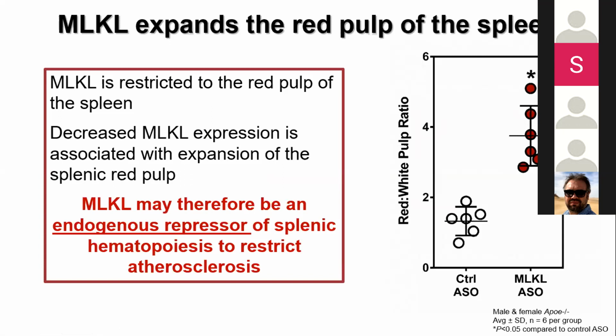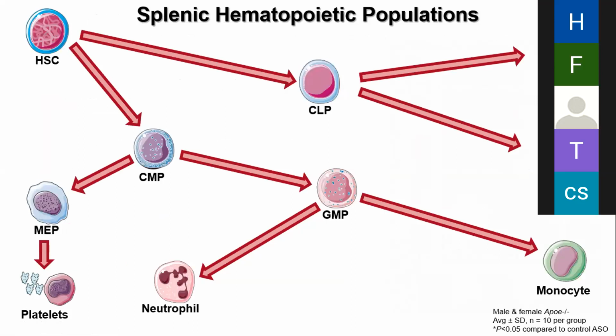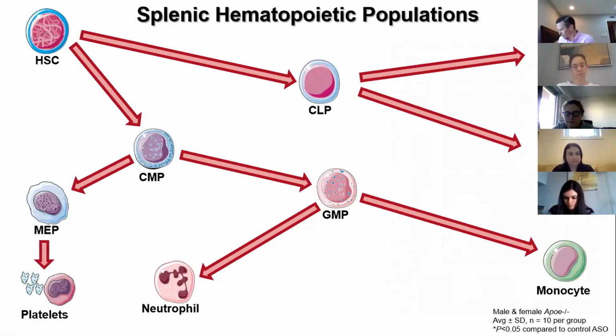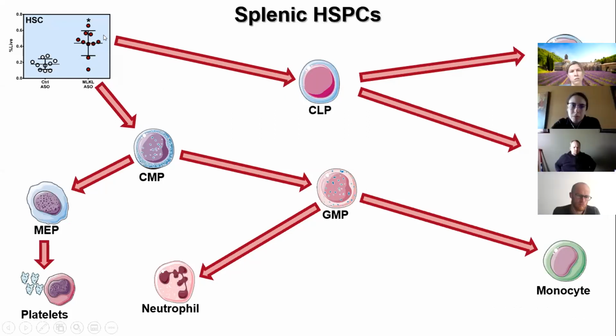So this led us to our hypothesis that MLKL may therefore be an endogenous repressor of splenic hematopoiesis, and this may additionally restrict atherosclerosis. So again, this is just the general hematopoietic scheme. I'm not going to show the data, but we also did this in the bone marrow, and we observed no changes in any of the progenitor cell populations. So beginning with the HSCs, when we knocked down MLKL, we saw a significant increase in the proportion of HSCs in the spleen after MLKL knockdown.